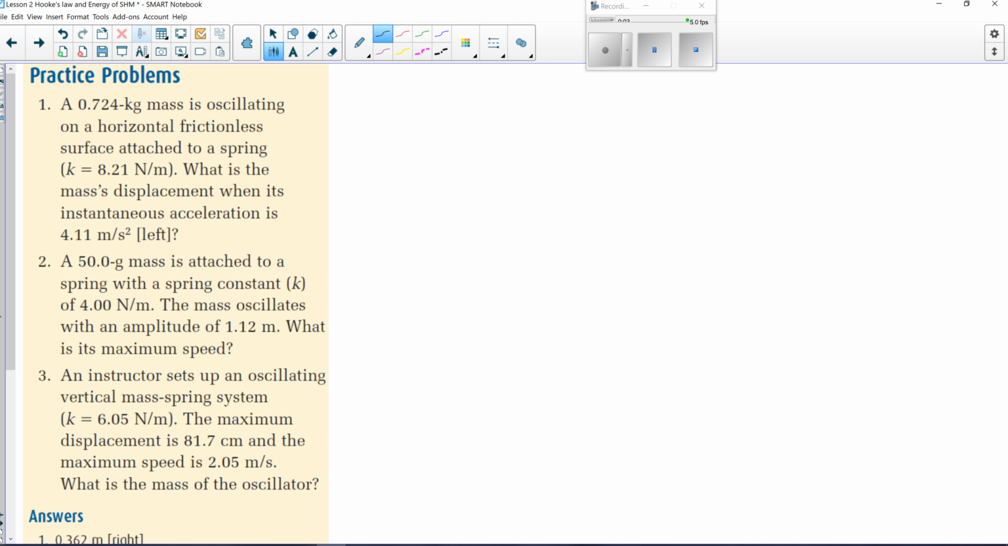So in a situation where we have an oscillating mass on a spring, negative k times x would equal m times a at any point in the oscillation. Whatever x is, the acceleration would be different at every x. If I go further away from equilibrium, a would get bigger because the restoring force would get bigger. If I was closer to equilibrium, a would be smaller because my restoring force would be smaller. Everyone okay with that idea? So if we're dealing with a horizontal, frictionless mass on a spring system, then the restoring force is the net force.